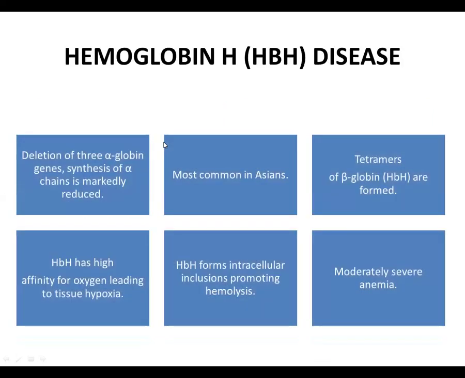In cases of hemoglobin H disease, there is deletion of three alpha globin genes. So the synthesis of alpha chains is markedly reduced. This is most common in Asians. The excess beta globin chains form tetramers, which are called hemoglobin H. Hemoglobin H has a high affinity for oxygen. Therefore, it does not release oxygen when it goes to the tissues, and this leads to tissue hypoxia. Hemoglobin H also forms intracellular inclusions, which lead to hemolysis of the RBCs and moderately severe anemia.